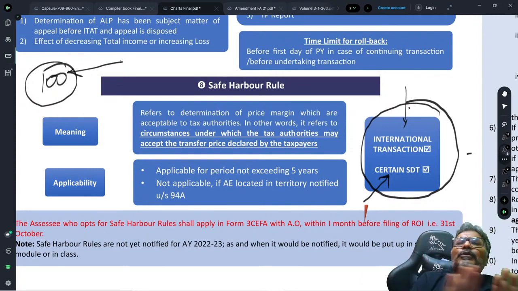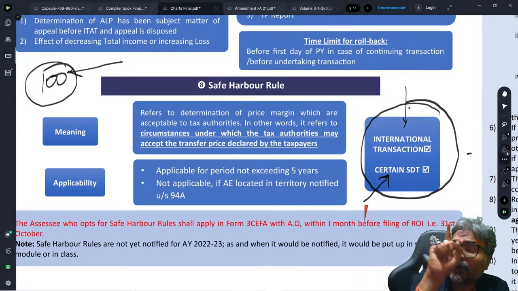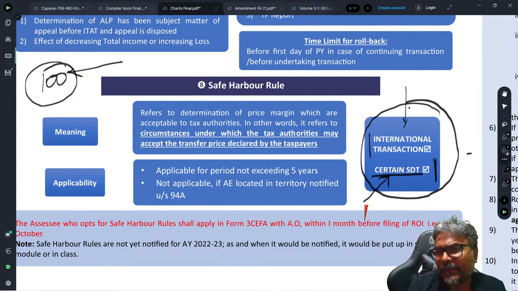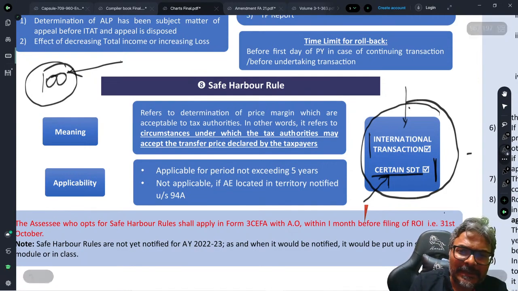Now, presently, you don't have to remember the list. The good thing is that you don't have to remember the list. But what you need to remember is this: whether in respect of international transactions and the specified domestic transaction, the safe harbor rule will be applicable. Yes. Secondly, what also needs to be remembered is this point, students.